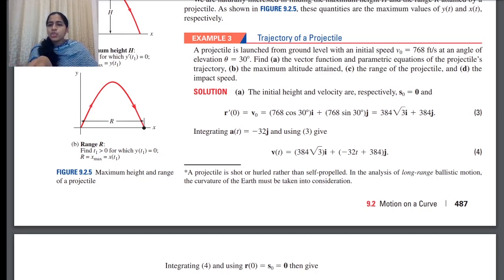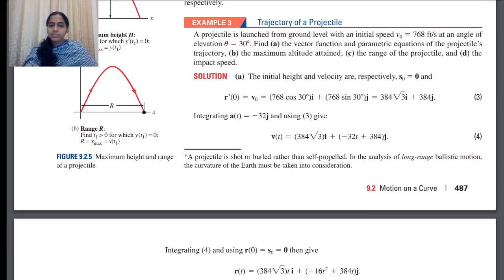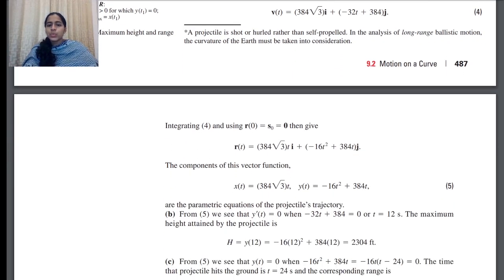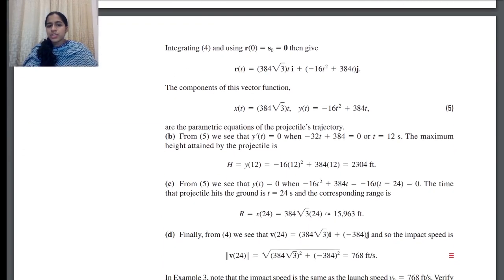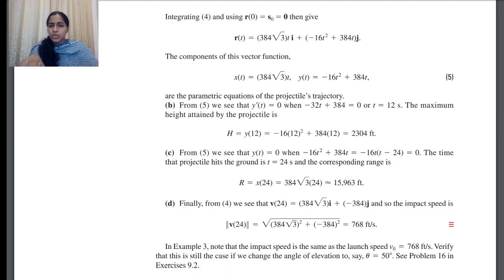And the next portion, the B part of this example, is to find the maximum altitude attained by this projectile, and let us see how we can do that. Once we know the parametric equations of the trajectory of the projectile, we have x of t given to be 384 root 3 t and y of t is minus 16t squared plus 384t. I want you to solve this example and verify it. So from this, we need to find the maximum height attained.